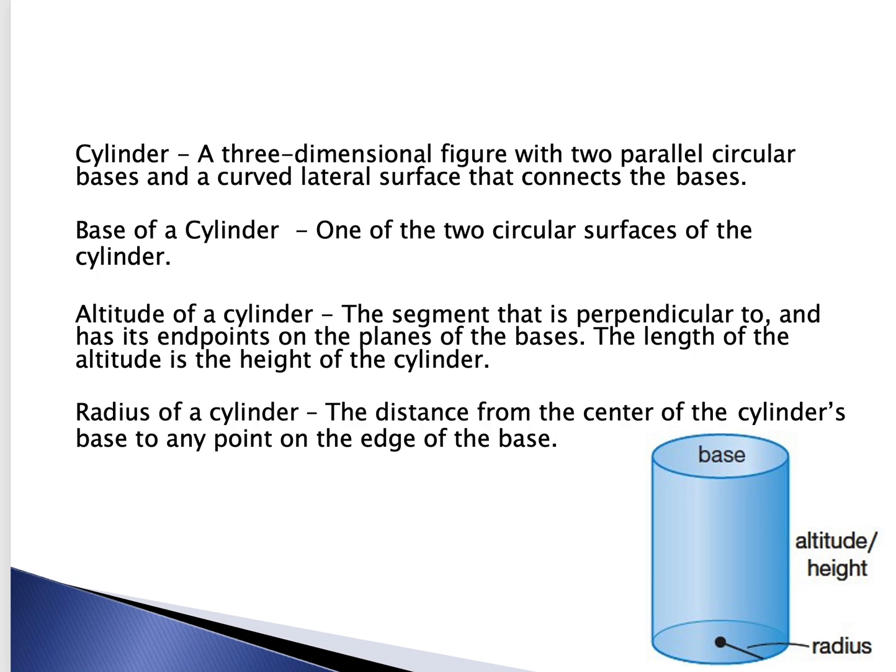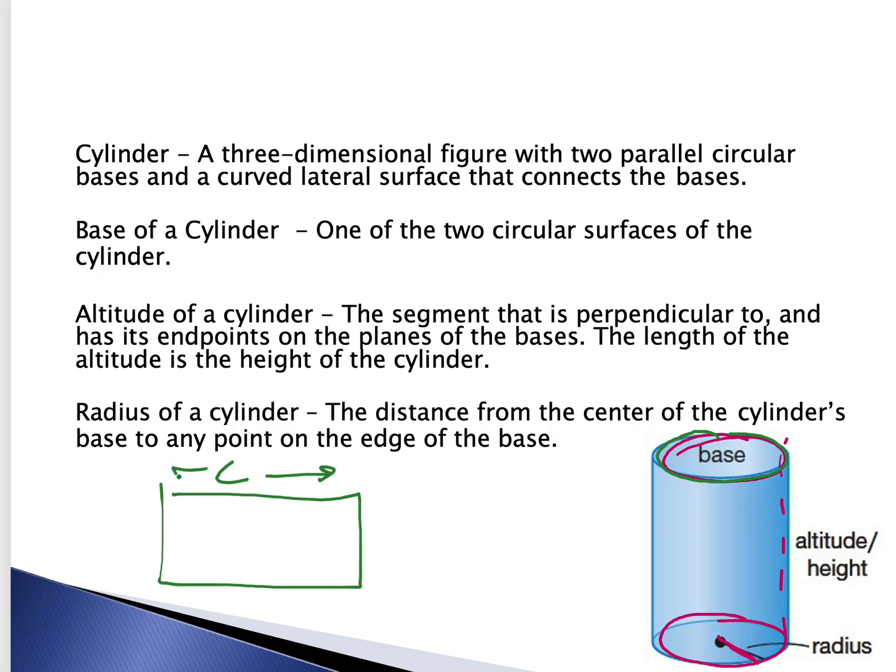Just a reminder here on parts of our cylinder, the base refers to the top circular area and the bottom circular area. The altitude is sometimes called the height of the cylinder, and then radius is the radius of one of our bases. So first of all, let's look at the lateral surface area. Lateral surface area, again, think of this as the label of a soup can. If you imagine taking the circular area of a base and unwinding it, the length of that soup can label would then be the circumference of the circle. And the width of that soup label would be the height of the can.